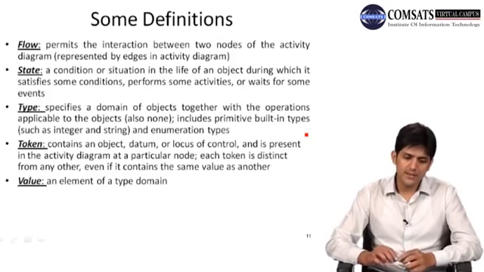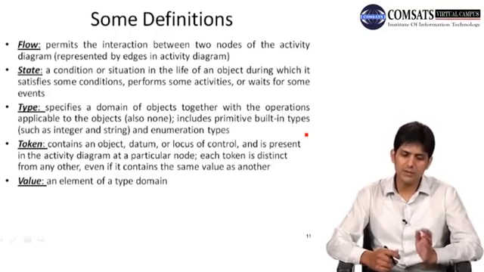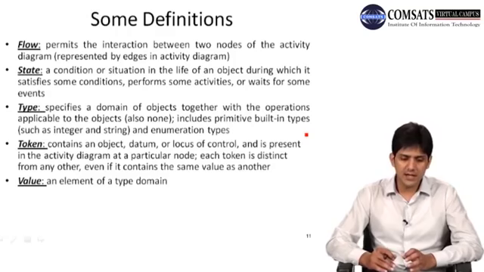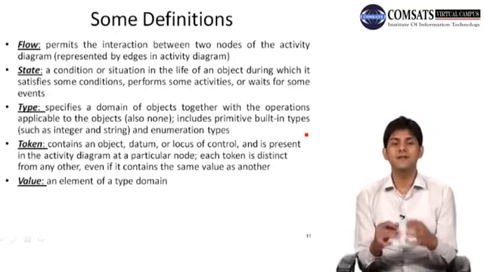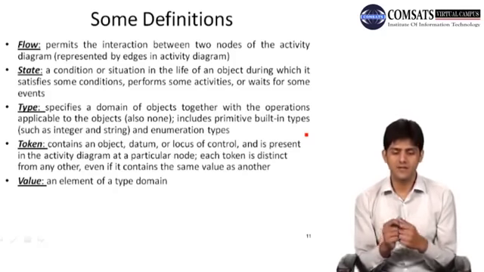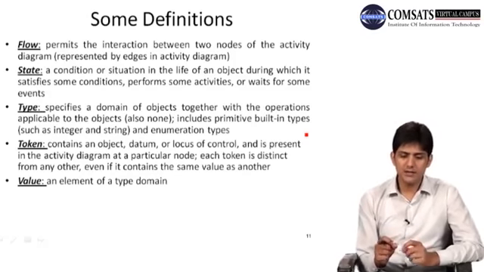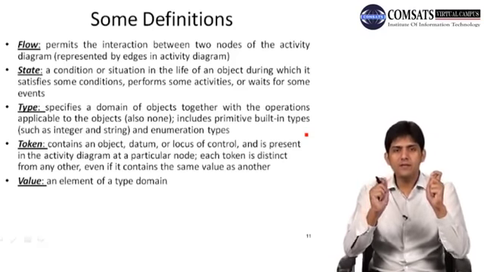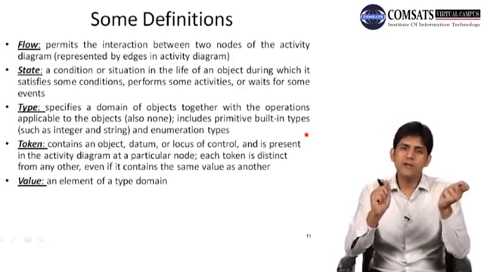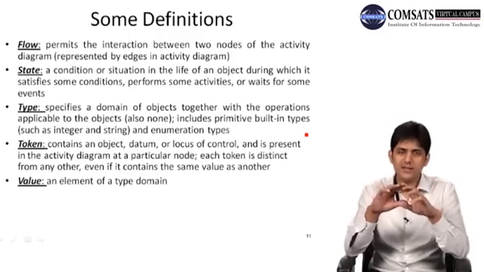Then we have type. The type specifies a domain of objects together with the operations applicable to the object, and includes primitive built-in types such as integer and string, and enumeration types. So we can also specify what type of data is flowing between different activities. Then there is the concept of tokens. Tokens contain an object, datum, or locus of control. Whenever there is a flow of data, a token is passed from one activity to another. So what does a token represent? It can be any data, or datum, or an object, or it is just control.